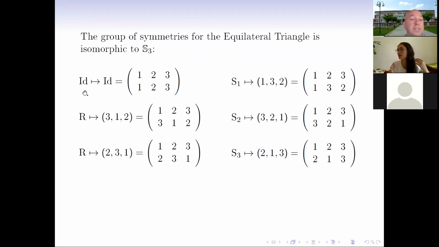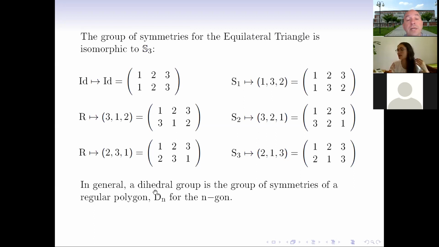And the correspondence is easy. The identity is sent to the identity, the neutral element, which does not change 1, 2, 3. R is the cyclic rotation which sends 1 to 3, 2 to 1, 3 to 2. R should be R square, sorry. R square is another cyclic rotation, which sends 1 to 2, 2 to 3, 3 to 1. S1 is a flip, which sends 1 to 1 but exchanges 2 and 3, and so on. If you write this correspondence, you obtain a map from the group of symmetries of a regular triangle to S3, and this map is actually an isomorphism of groups. It's a morphism of groups, and it's a bijection.